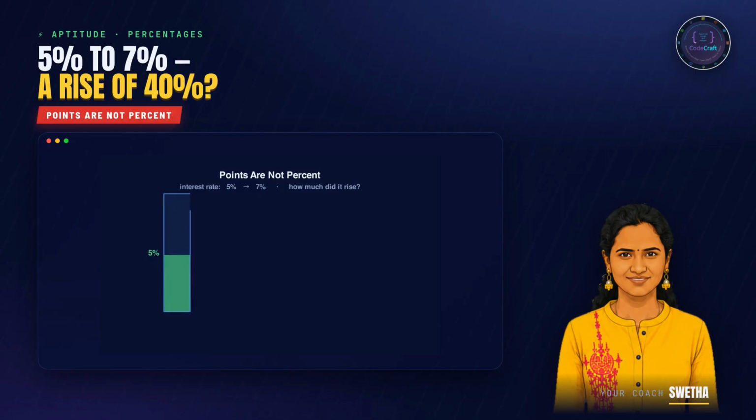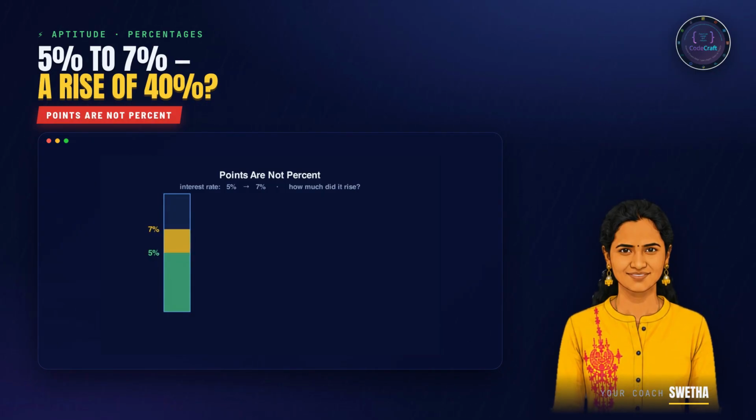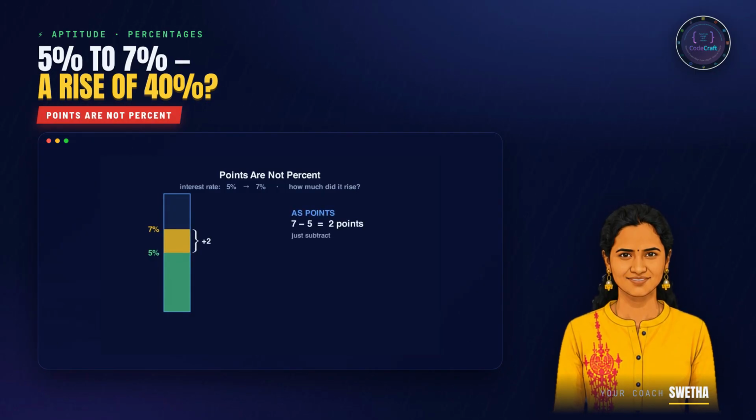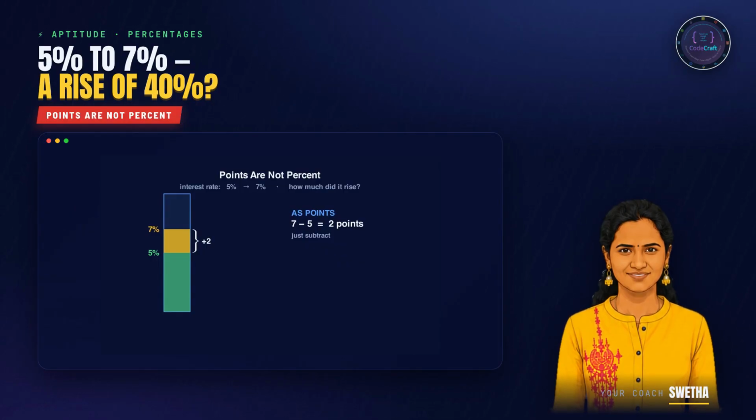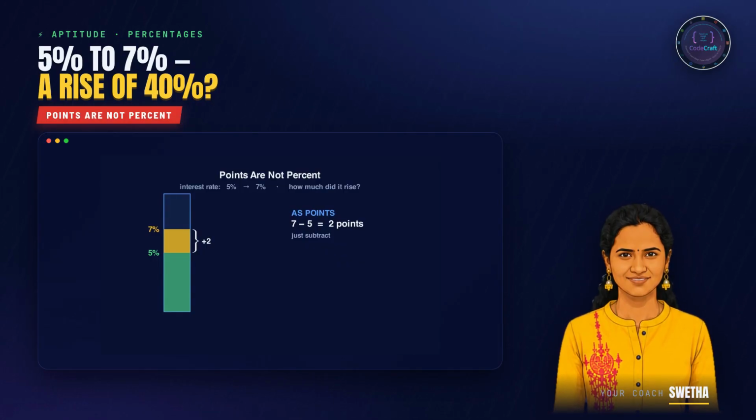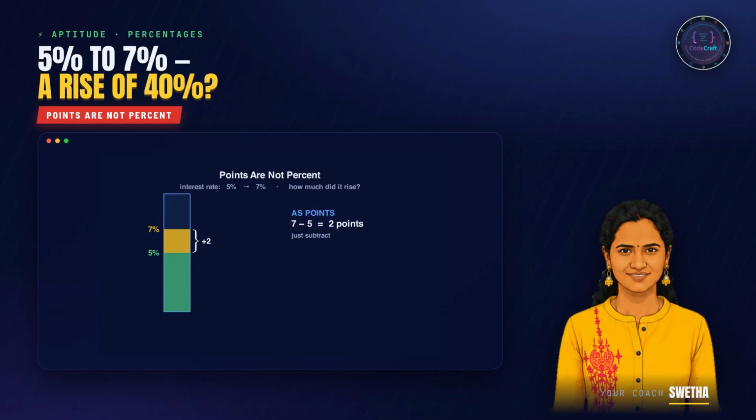Look at the rate as a level. It climbs from 5 up to 7. The raw jump is simply 7 minus 5, that is 2. We call that 2 percentage points. Just subtraction. But now ask a different question.